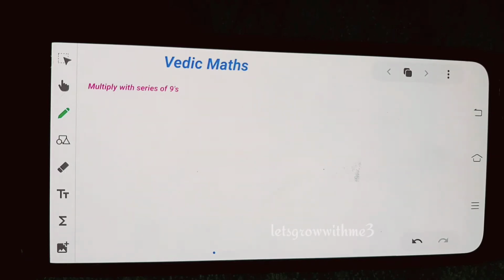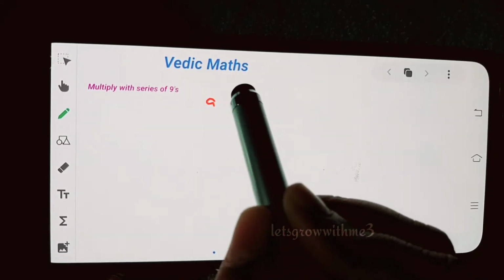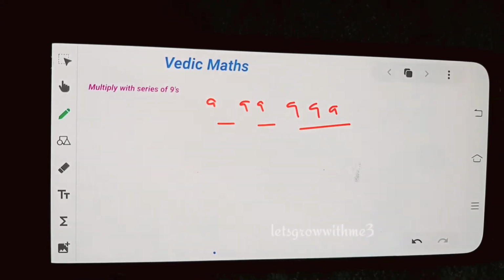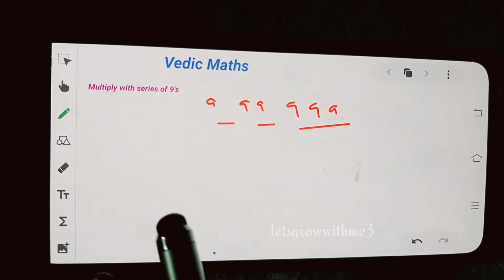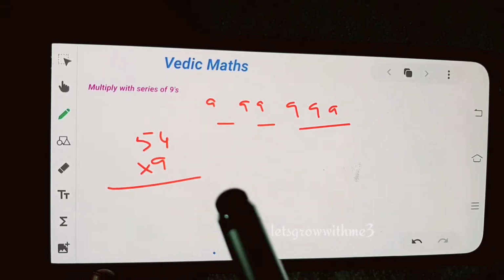In the last class I discussed how to use a multiplier digit of 5 and how we can do it in a simple way. Now in this video we are discussing the series of 9. What do I mean by series of 9? The multiplier should contain only 9s, like one 9, or two 9s like 99, or we can have three 9s. Any number that is a series of only 9s. So how can we do it easily? We will see that in this video.